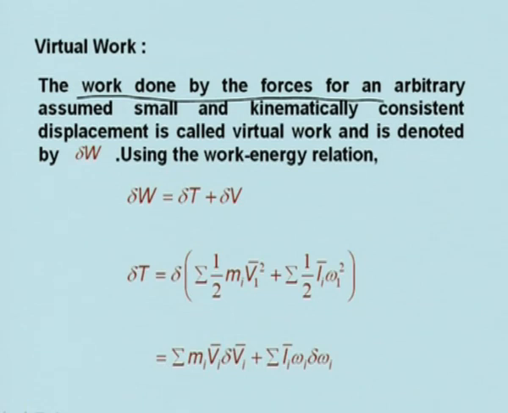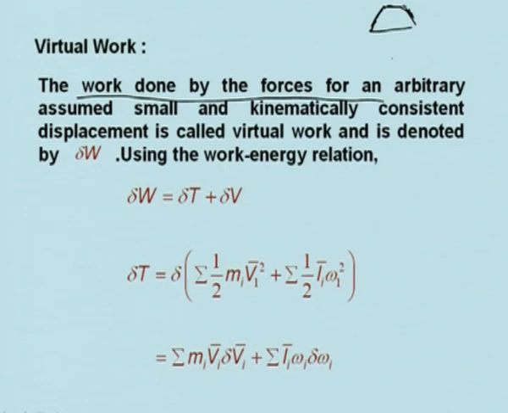The body may be subjected to a number of forces, and we assume an arbitrarily small displacement. It is not the real displacement. A real displacement will change the forces, but this displacement is so small that it does not change the forces. The force situation remains the same, and it is kinematically consistent. Kinematic conditions are not changed: if there are linkages, the relations of the velocities between the linkages remain the same. This is called kinematically consistent, and this work is called virtual work and is denoted by delta W.